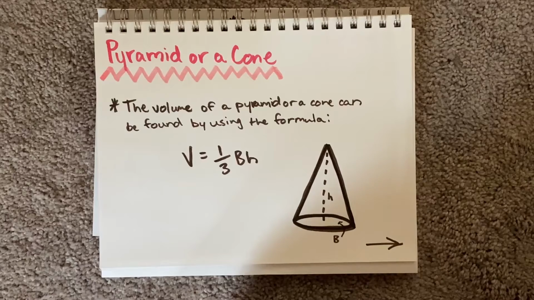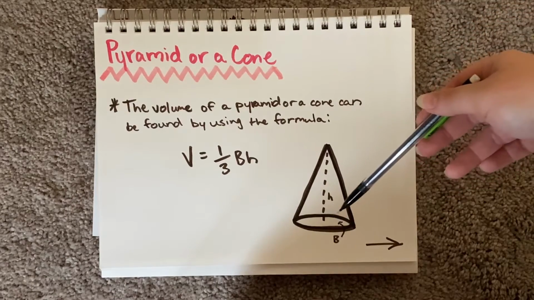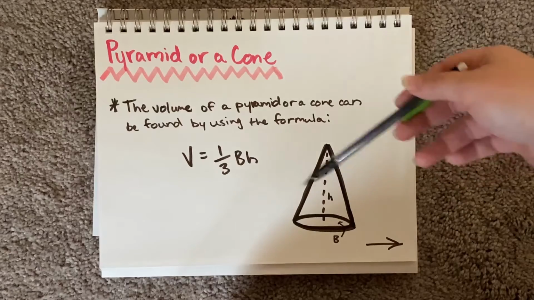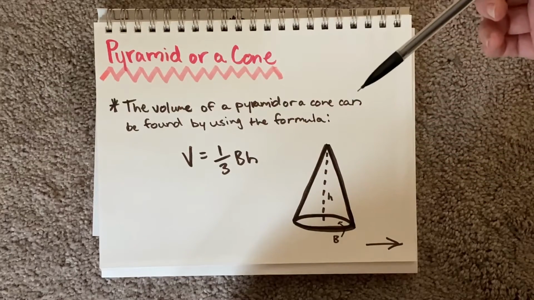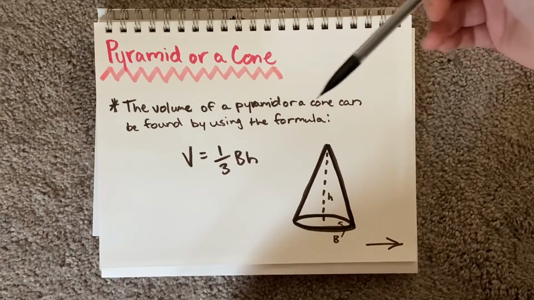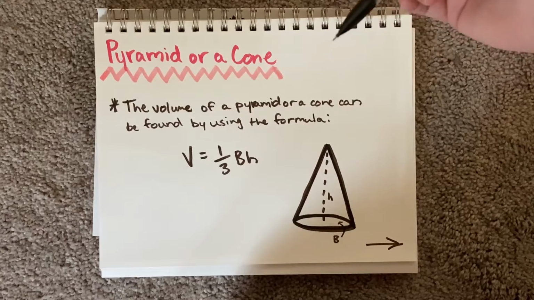Pyramids and cones. To find the volume of a pyramid or a cone, you can use this formula, volume equals 1/3 times the base times height. And you can see here that I have an example where we have a cone, and this is the height and the base. Remember, the base is equal to length times width. So the volume of any pyramid or cone can be found by using the formula, volume equals 1/3 times base times height, since pyramid and cone have similar properties.